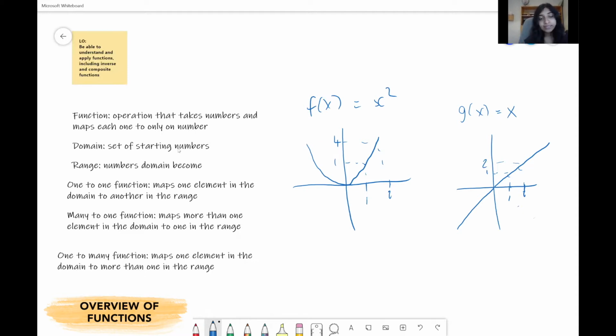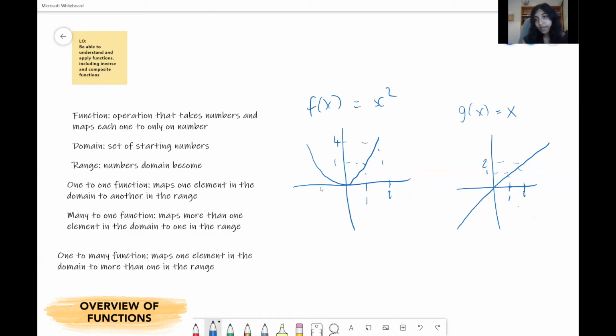The domain is the set of starting numbers. You can think of it as the set of inputs you're putting into the function. For f(x) equals x squared, you could say the domain is the set of real numbers, all numbers on the x-axis that you can input into the function to get an output. And the range is just the numbers the domain becomes, so it's like the output. In this example, the domain would be 1, 2, 3, 4, and then the range would be 1, 4, 9, etc.